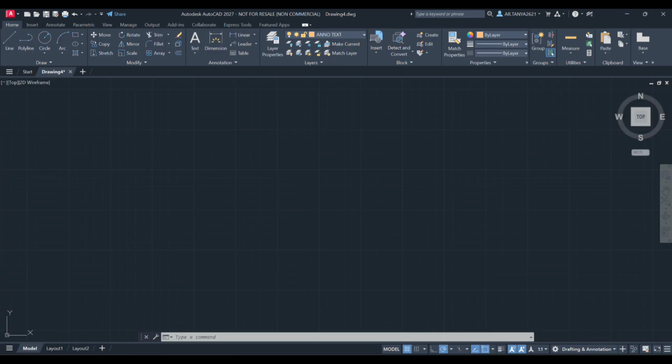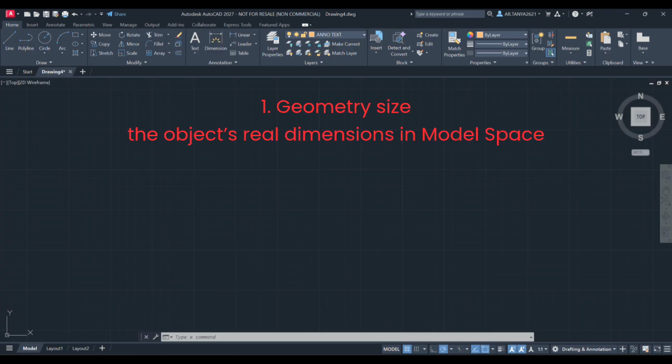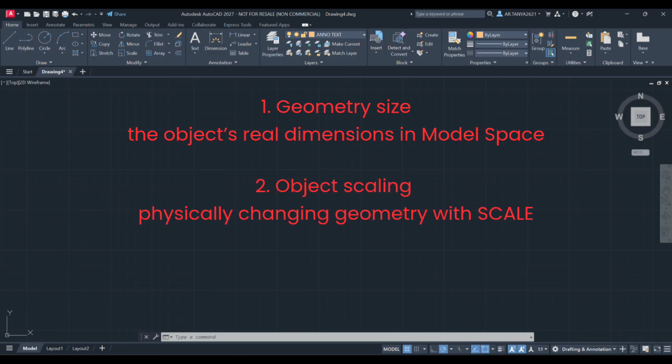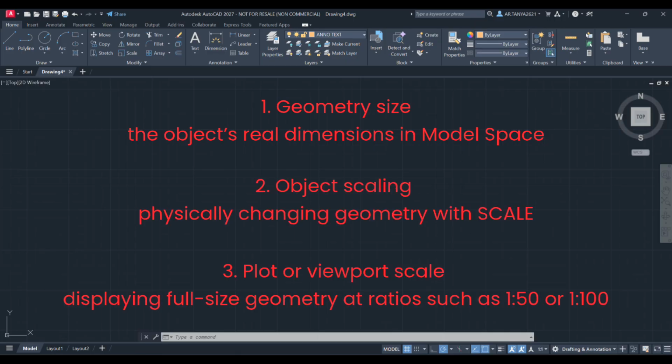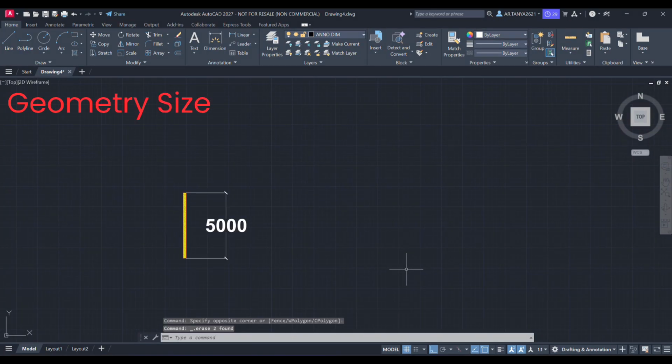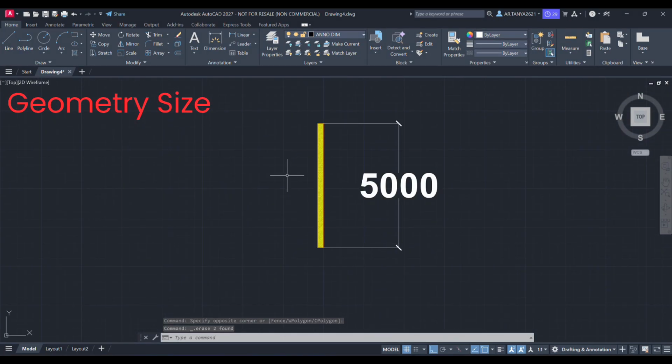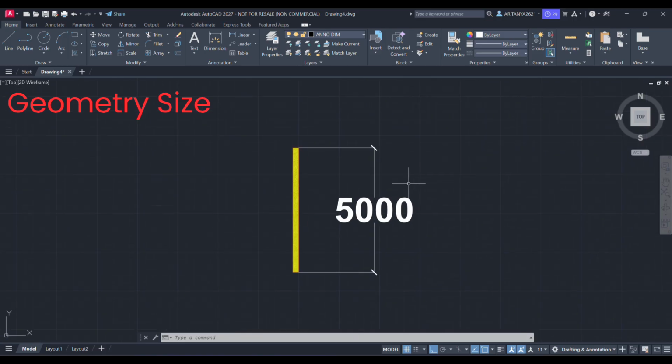The three ideas beginners commonly mix together: first, geometry size; second, object scaling; third, plot or viewport scale. Number one is geometry size. Here you can see there is a wall block which has a height of 5000. This 5000 is the real dimension of this object in my model space.